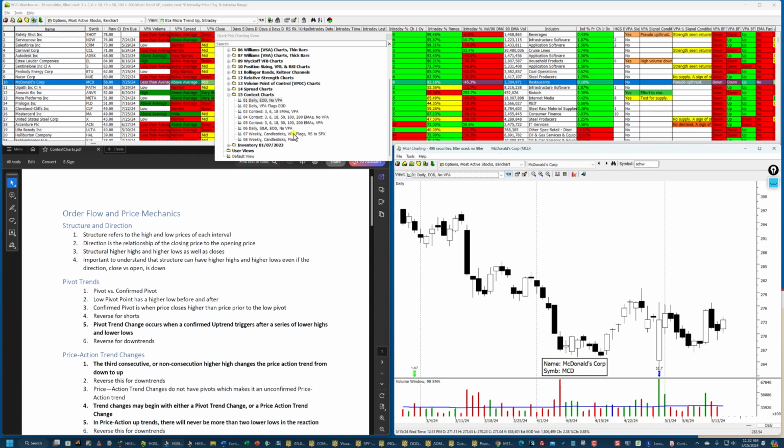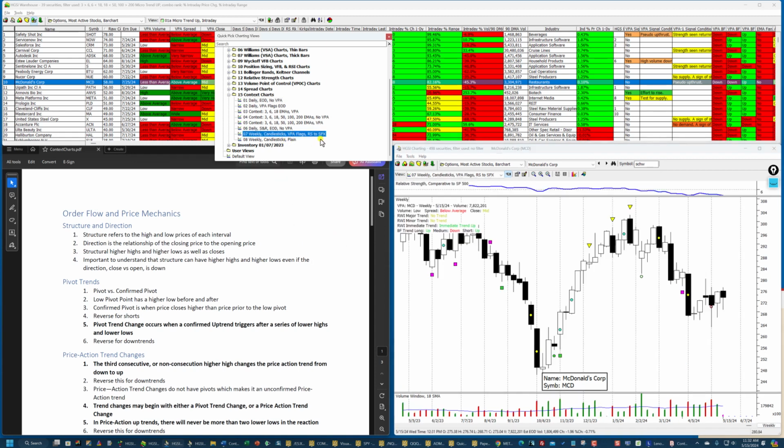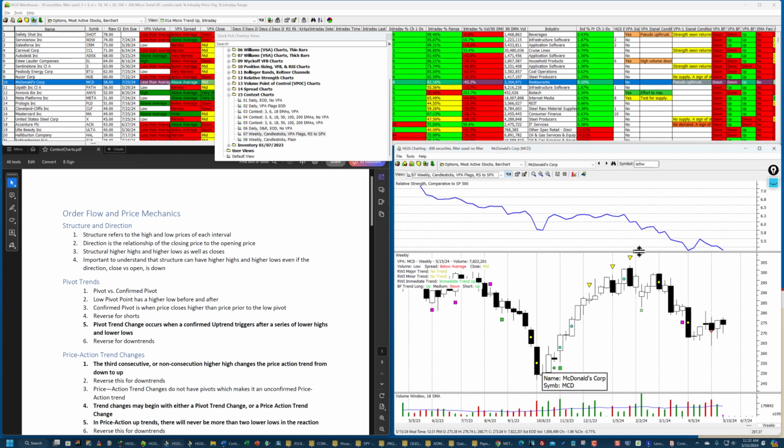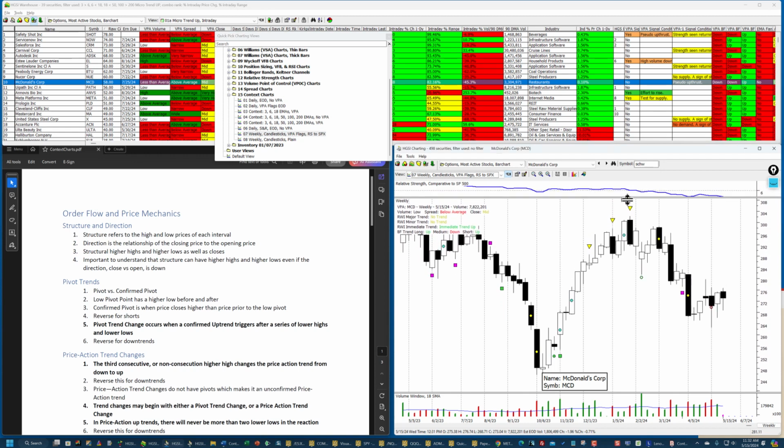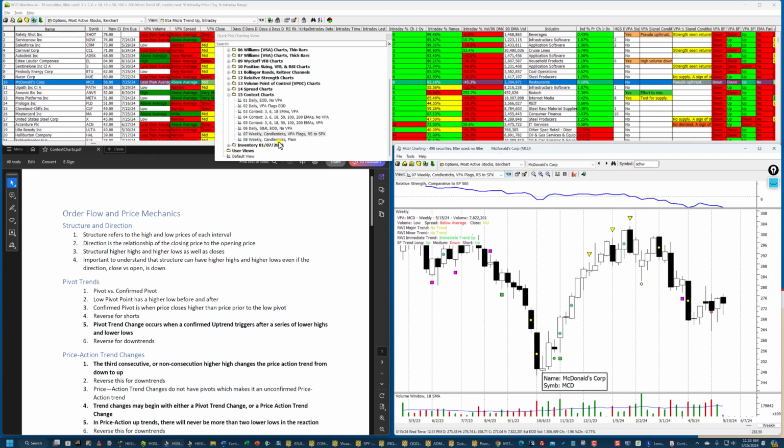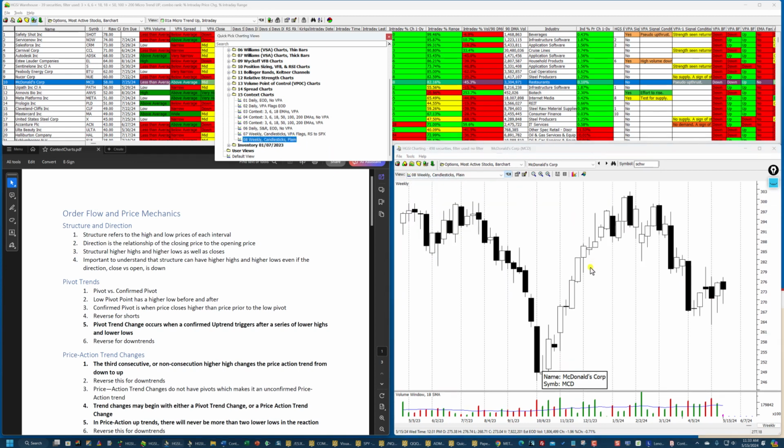And the other charts I have in here are weeklies, candlesticks, VPA flags, and the RS compared to the S&P. You can see McDonald's has been underperforming massively. And then here's just a plain chart. I'll be using this for the structure and direction, pivot trends, things like that, where we're just looking for non-contextual charts or charts without moving averages.